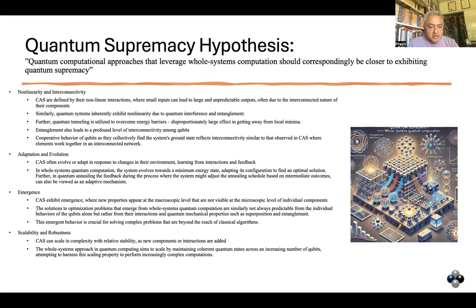Similarly, scalability and robustness, we know that these are CAS properties in that adding more components to a CAS, so long as it's operating as a CAS, will maintain its ability to scale and also robustness in operations. So when we look at whole systems approaches in quantum computing, we also maintain coherent quantum states across an increasing number of qubits to thereby also make scalability easier, as was suggested earlier.